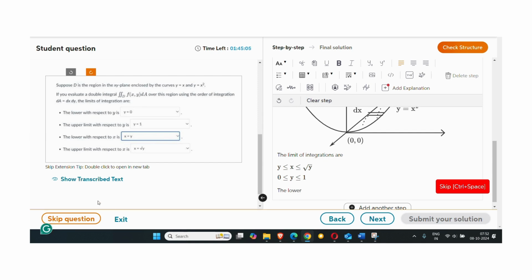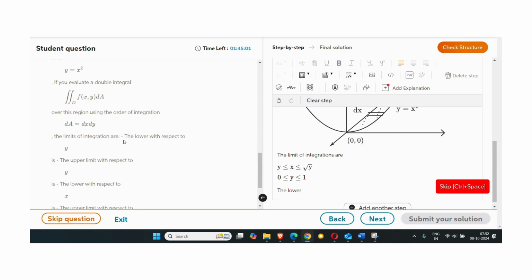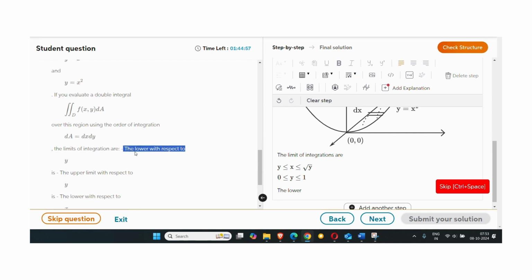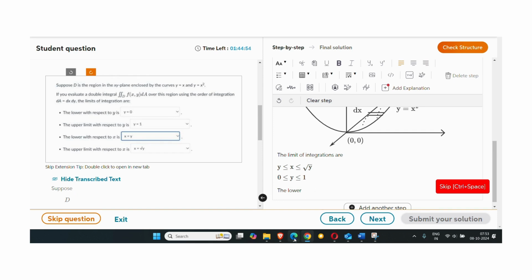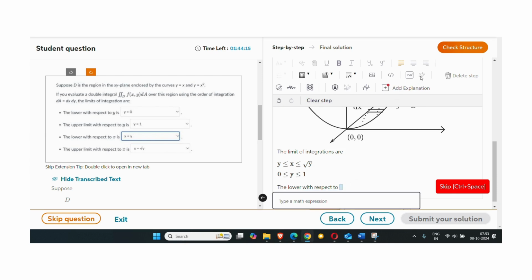The lower limit with respect to y means the lower limit of y, okay, is y equal to 0. You can see here lower limit is y equal to 0, the upper limit is y equal to 1. Now copy this.